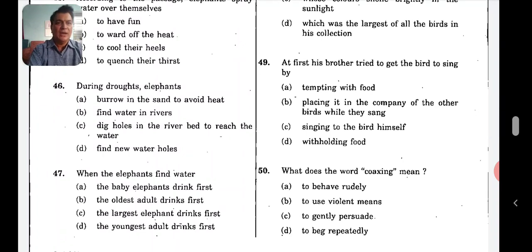Now 49th one. At first his brother tried to get the bird to sing by tempting with food, placing it in the company of the others. As you go on reading, you'll feel that D is the right answer from the context only, withholding food. As you go on reading, it's quite clear that he's withholding food. And last question, what does the word coaxing mean? You have to find the meaning of the word coaxing, and you will find C is the right answer, to gently persuade. So here coaxing means to gently persuade.